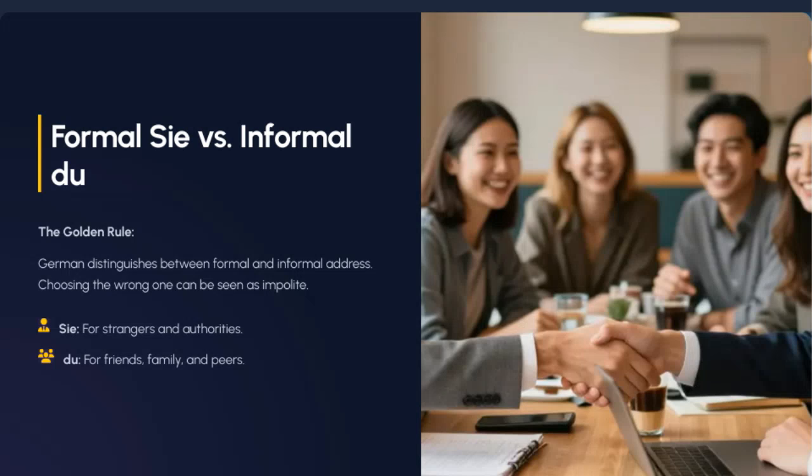In German, the way you address someone really depends on your relationship with them. When you're talking to friends, family, or peers, you use du. It's a friendly, informal way of speaking that shows closeness and familiarity. On the other hand, when you're dealing with strangers or authorities, you switch to Sie. This is a formal form of address that maintains respect and politeness.